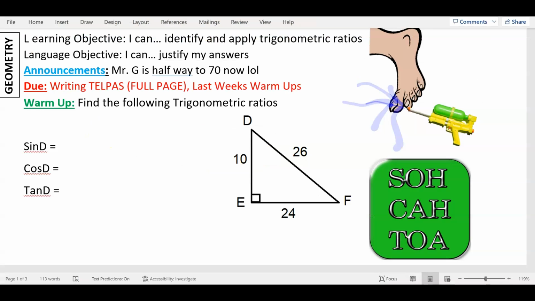So we're continuing our trigonometry notes. If you were not here yesterday, I'm going to teach you this real quick on the warm-up. So who was not here yesterday? Everyone else was here, or if you were super late and you missed it, you got to pay attention closely here, okay?